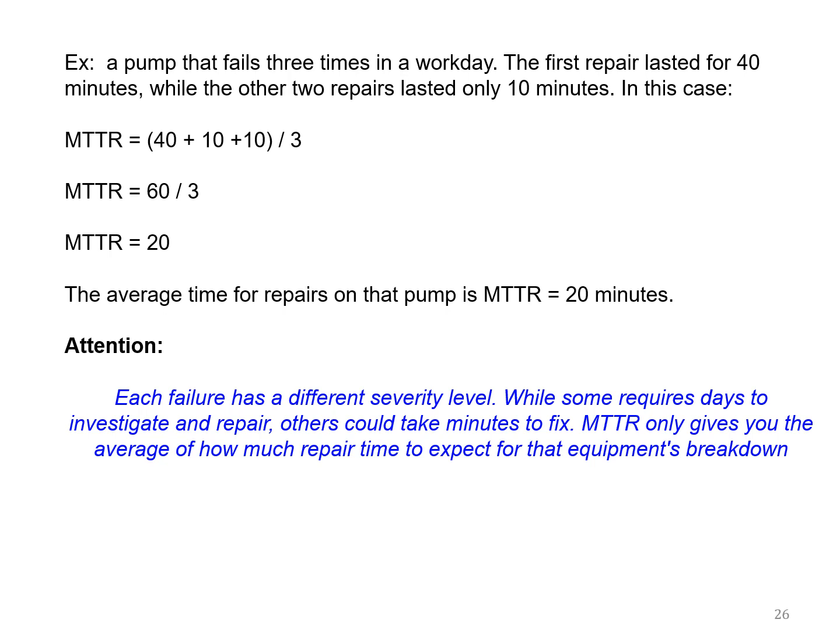In this case, MTTR is equal to the total time for the maintenance, 40 plus 10 plus 10, divided by the number of repairs, which is 3 times, because the pump failed 3 times and therefore the maintenance is executed 3 times. So the MTTR is 60 divided by 3, which is equal to 20 minutes. So the average time for repair on that pump is 20 minutes.